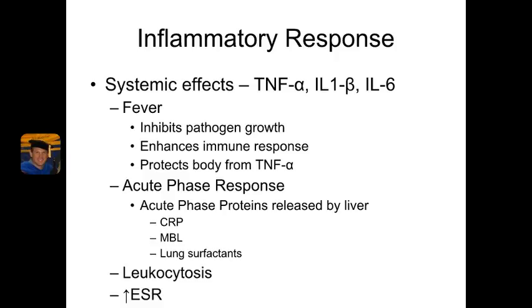In addition to fever, you're also going to get what's called the acute phase response, which is the release of certain proteins by the liver. Three main ones: CRP, which is C reactive protein. Again, C reactive protein binds to phosphocholine, a substance found in the cell wall of certain bacteria. It's going to release mannose binding lectin, which binds to mannose, which is a sugar molecule in the cell membranes and cell walls of certain bacteria. And then it's also going to release a certain kind of lung surfactant, not the ordinary lung surfactant, but a kind that has an antibacterial property to it.